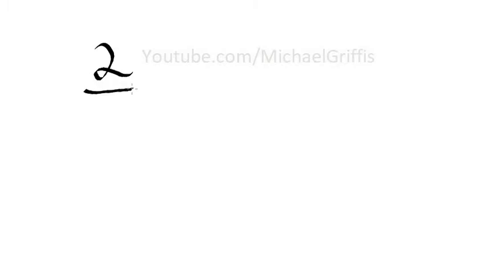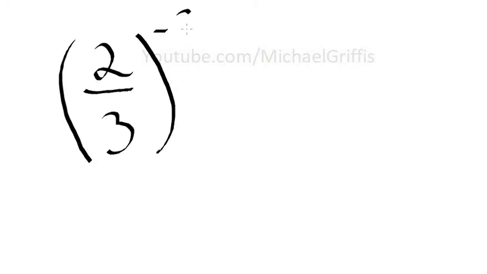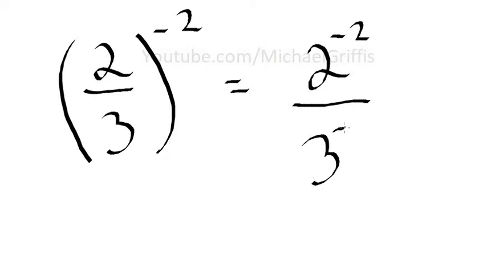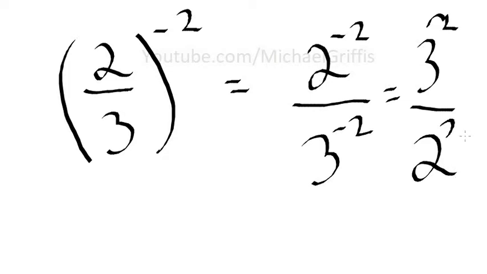What about 2 over 3 raised to the negative 2? Well, we can do this: 2 raised to the negative 2 over 3 raised to the negative 2. And then we switch everything around. This becomes 3 squared over 2 squared. This would go to the bottom, and this goes to the top. So that would be 9 over 4. Okay, 9 over 4. Let's look at another one.